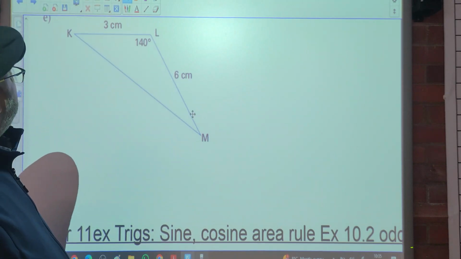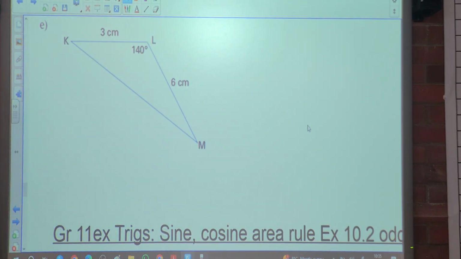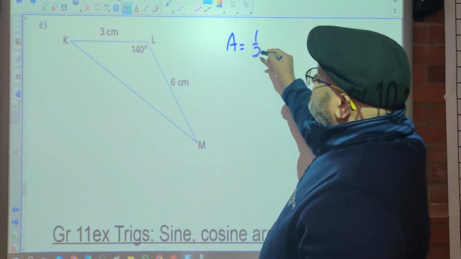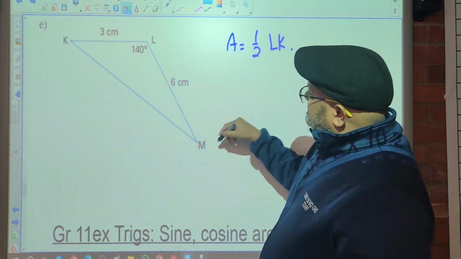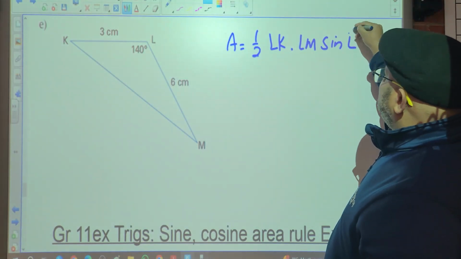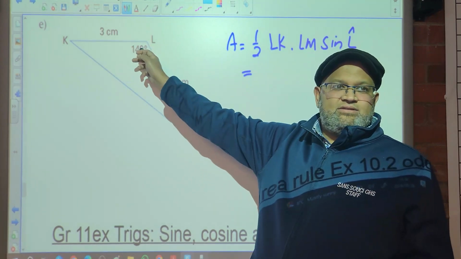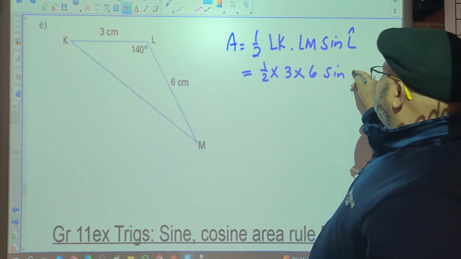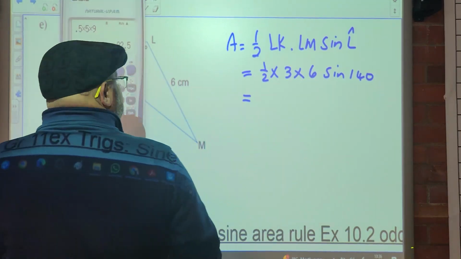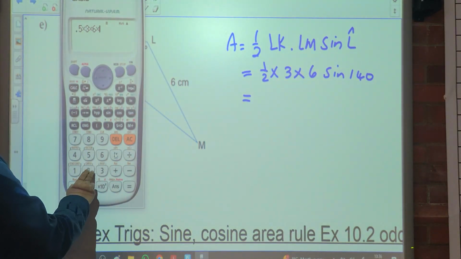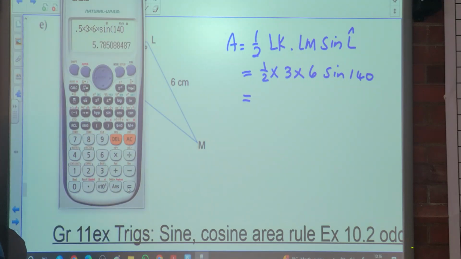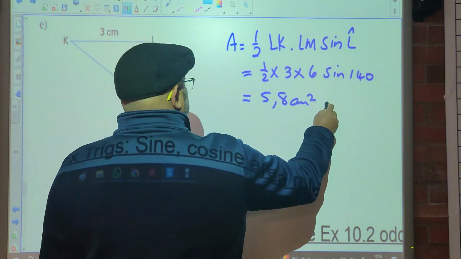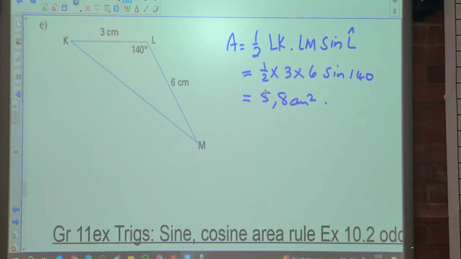E. Do we have two lengths and an included angle? Yes. So, area is equal to half KL times LM sine of angle L. Again, it's two lengths and an included angle. So it's half. KL is 3 times LM is 6 sine of 140. It's 0.5 times 3 times 6 times sine of 140. Gives you 5.79. 5.8 centimeters squared. They told us to use the 1 decimal place.